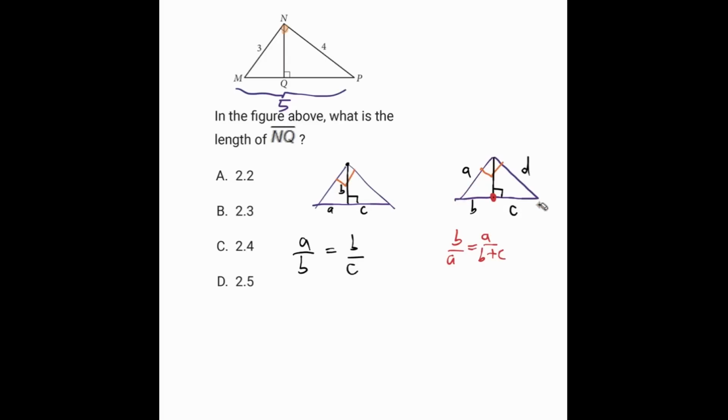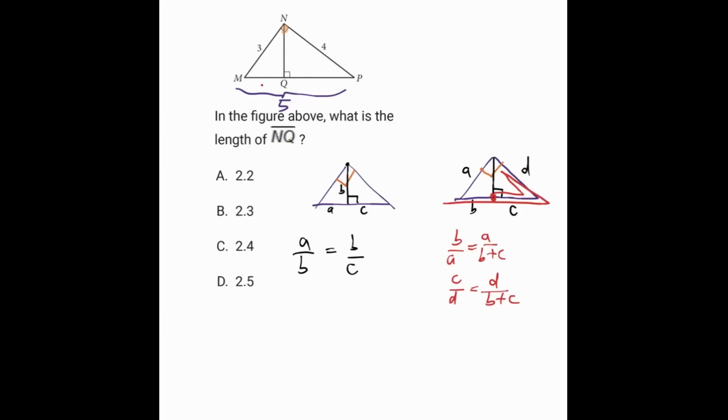You can also do the swoosh in the other direction. The big rule is that you start where the hypotenuse gets split. C over D equals D over B plus C. So C over D equals D over the whole hypotenuse, B plus C.